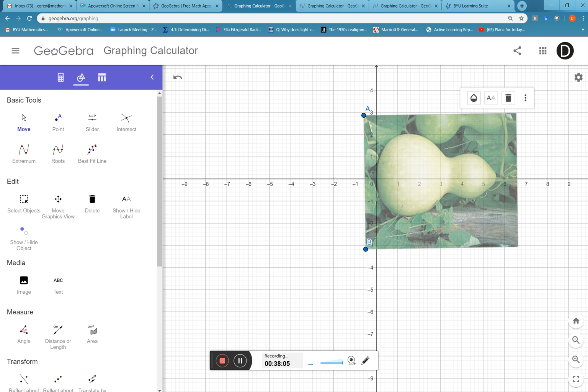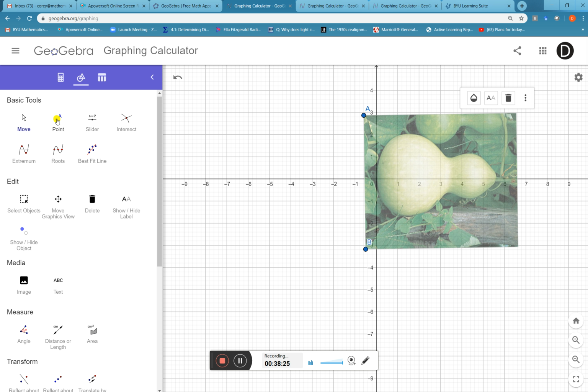Line it up. You can scale it. You can move your points so you can scale it to get the right measurement. I should know how long this gourd is, so when I actually calculate the volume, I can figure out what the actual volume is. Right now I'm saying this is maybe 5.5 inches. So how's this going to help us?